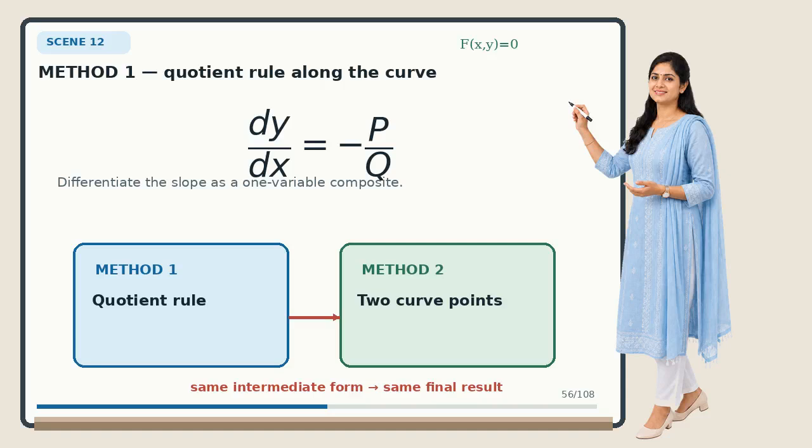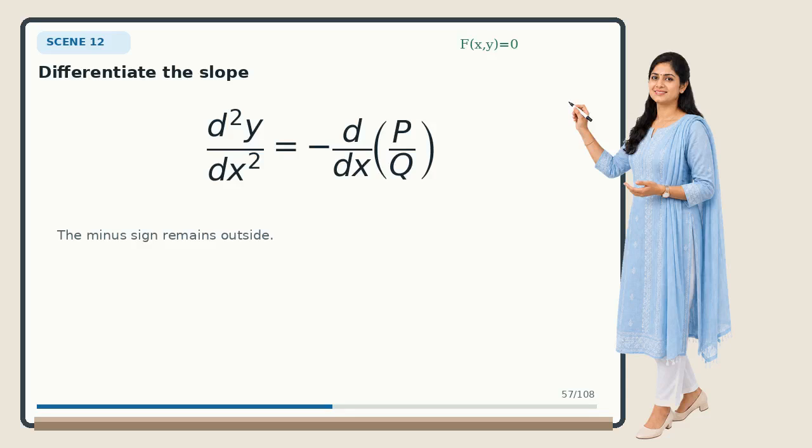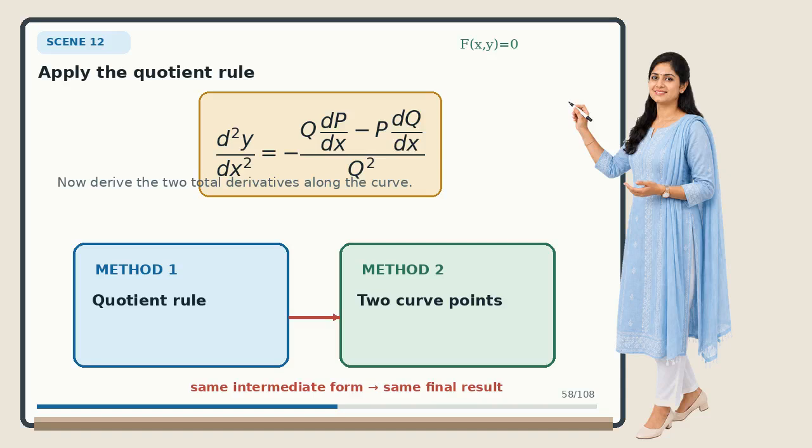Method 1 begins with the slope minus p over q, understood as a quotient of two functions changing along the curve. Differentiate both sides with respect to x. The result is the negative derivative of p over q. The quotient rule gives q times dp by dx minus p times dq by dx divided by q squared, with the original minus sign outside.